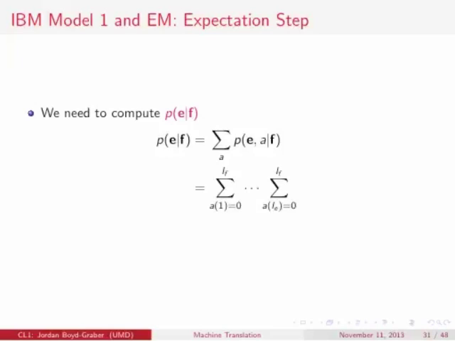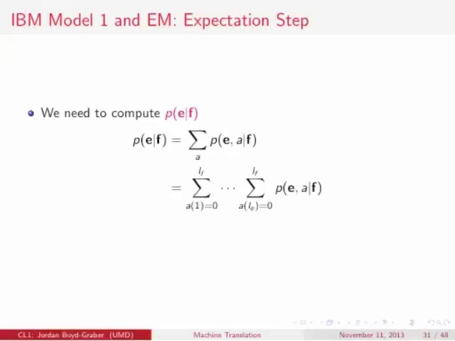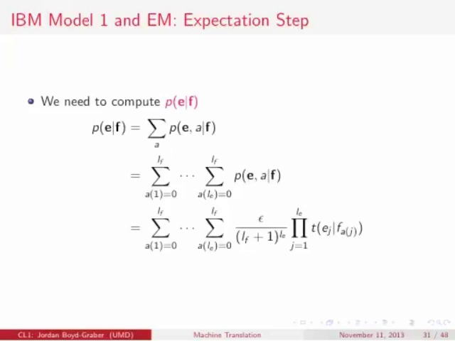So what's an alignment? An alignment is, for every position on the English sentence, we're aligned with one of the foreign words. So we sum over all of the possible alignments that we could get, and then we can compute the probability of that specific alignment and the English sentence that we observed. And so what's the probability of an English sentence and an alignment given a foreign sentence? This is just the definition of Model 1, so we plug in that. And so now we've substituted everything in, now we need to simplify it.